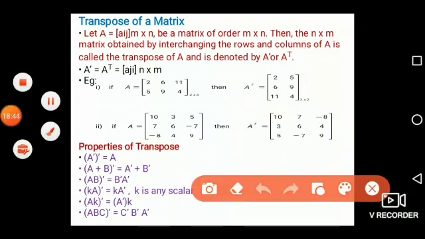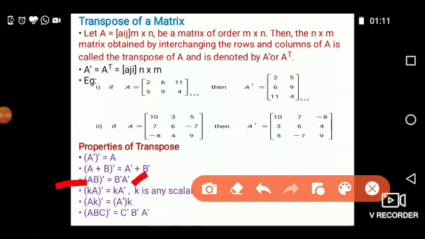Now another property: AB the whole dash is always equal to B dash A dash. The second property is A plus B the whole dash is equal to A dash plus B dash. The next property is K into A the whole dash is always equal to K times A dash, or A into K the whole dash is always equal to A dash into K. In general, A, B, C the whole dash is always equal to C dash, B dash, A dash.